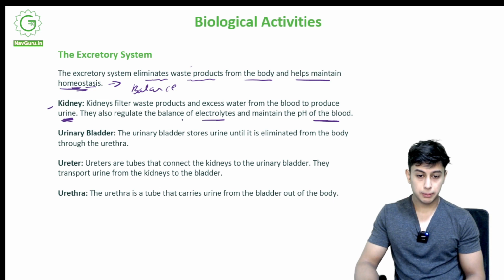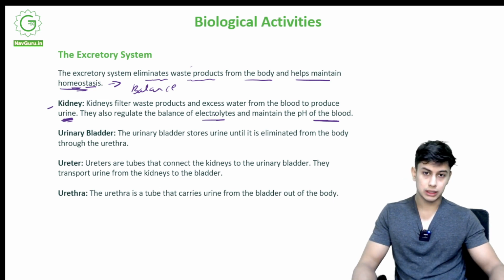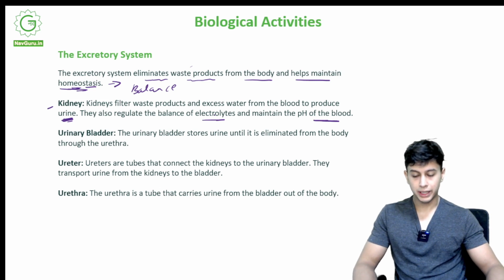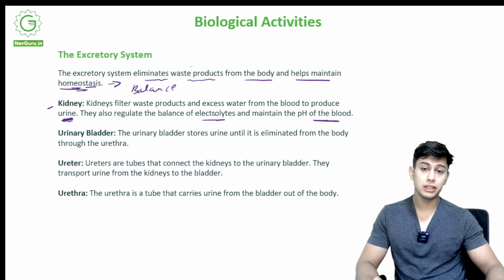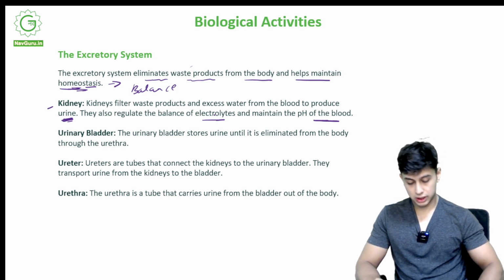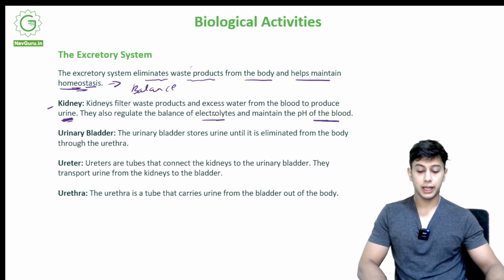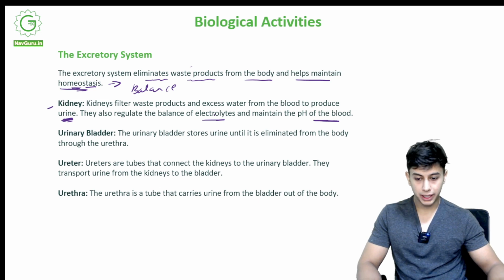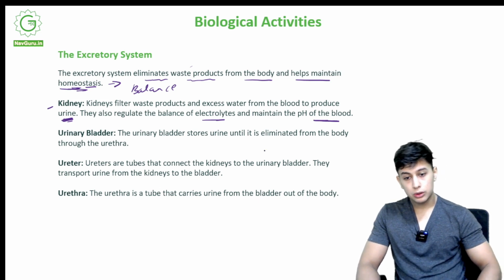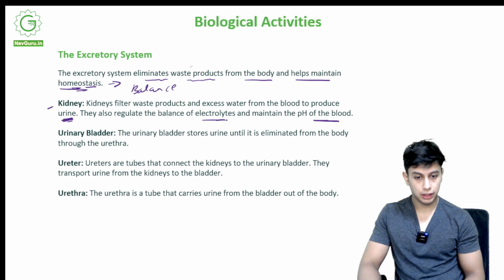So the balance of electrolytes, what are electrolytes? Electrolytes are something that help in making connections between neurons, between nerve cells. Charged particles, electrolytes, like sodium chloride, we use salts, we eat salts. Why? It helps in better conductivity of electric signals between the brain and the body. So it also regulates the balance of electrolytes.